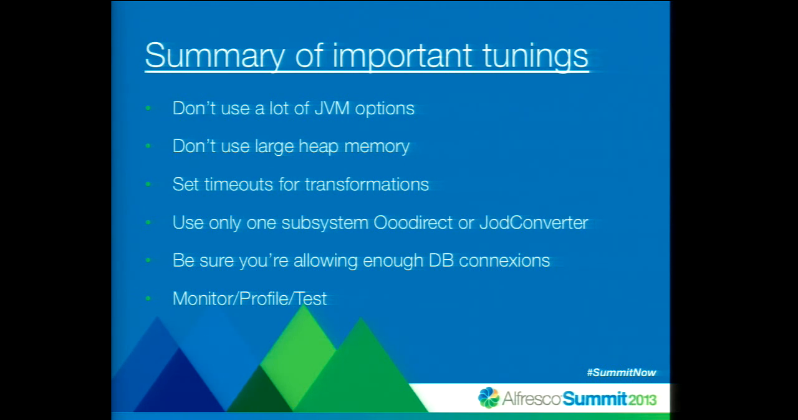Don't use large heap memory. If SOLR uses 18 gigabytes, don't give it 32 until you are sure that there is no memory leak, that you've done all the tuning you need, and that you really need more memory, because otherwise there might be a memory leak or something like this, and you just hide it by giving more memory. You do not fix the issue. Set the timeout for transformations, which is by default not set.